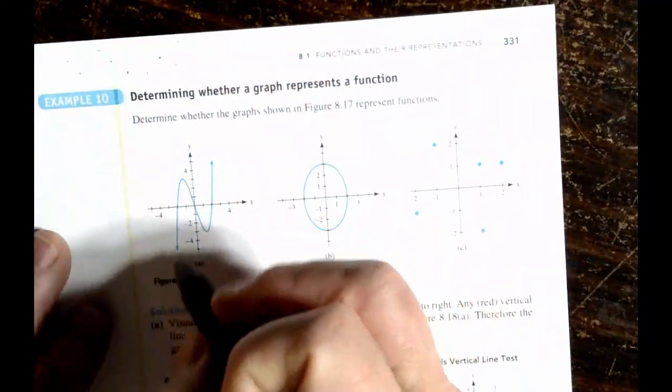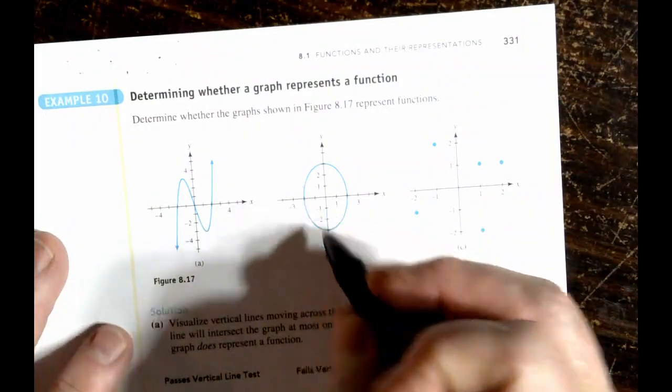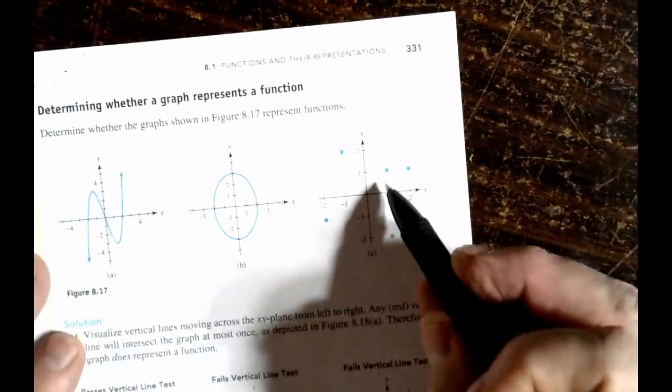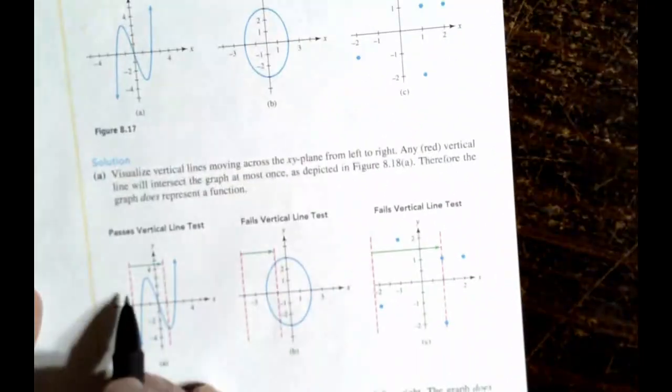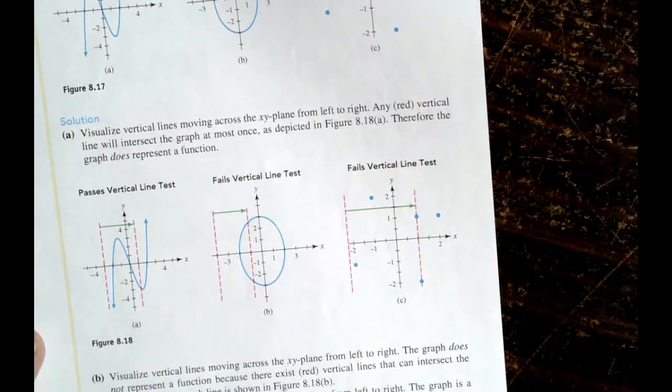So here, you can draw infinitely many vertical lines. It only hits once. Here, it definitely hits twice. Here, it looks okay, but look at 1. At 1, you're hitting there and there. So it is not a function. So this one passes, this one passes, does not pass, this one does not pass. It's not a function. Alright?